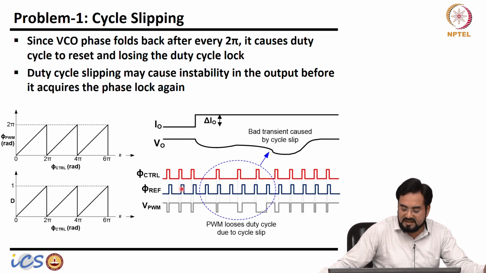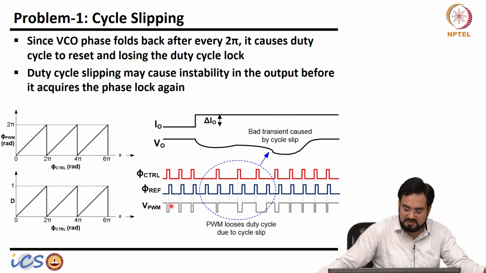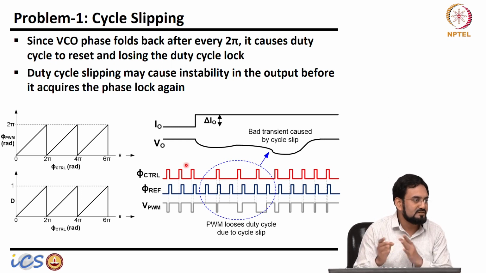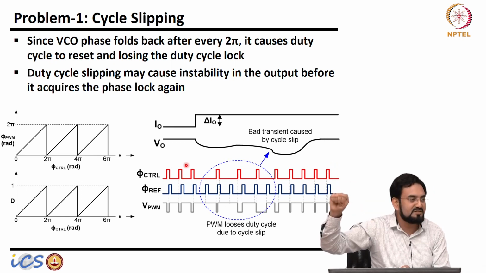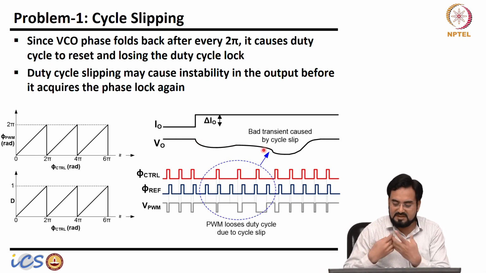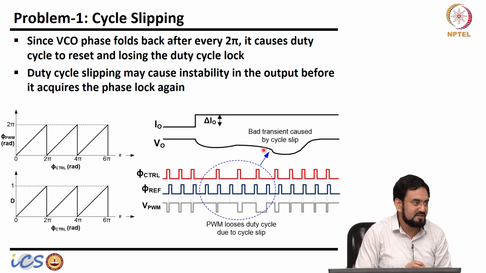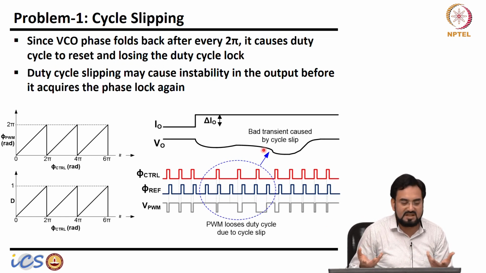Let's say you are operating at a very high duty cycle, which is shown here, let's say 90% or so. A transient comes, your phase will change and accumulate and it will try to go to 100%, which is 2 pi. The moment it crosses 100%, it will become 0, and you will see the output dip. This is more like a system failure, because it may go out of regulation and reset your whole system, which is unacceptable. So we have to prevent this.